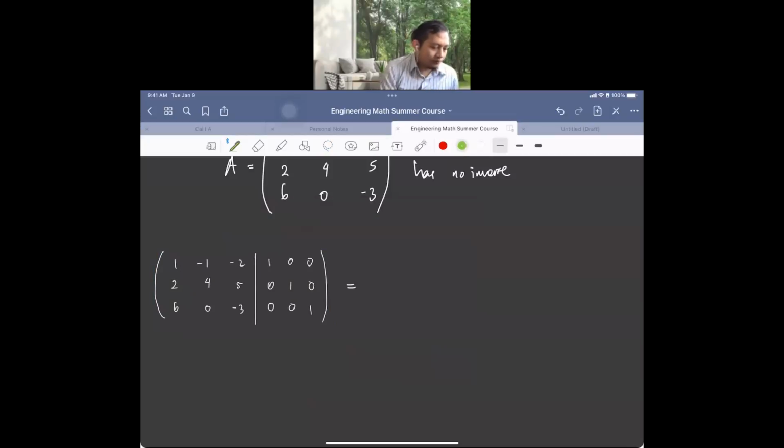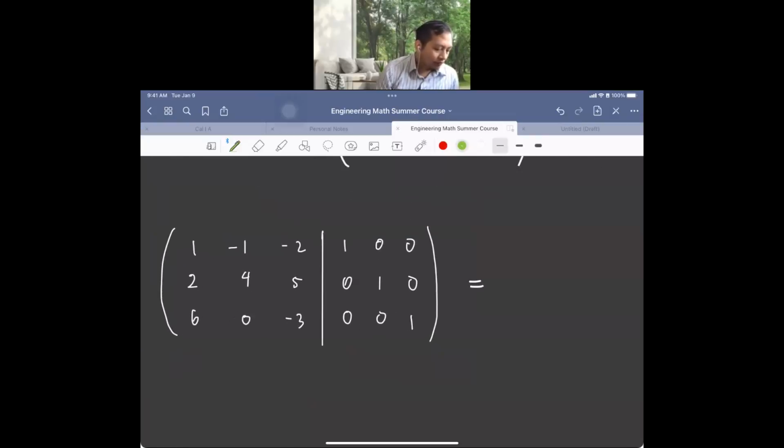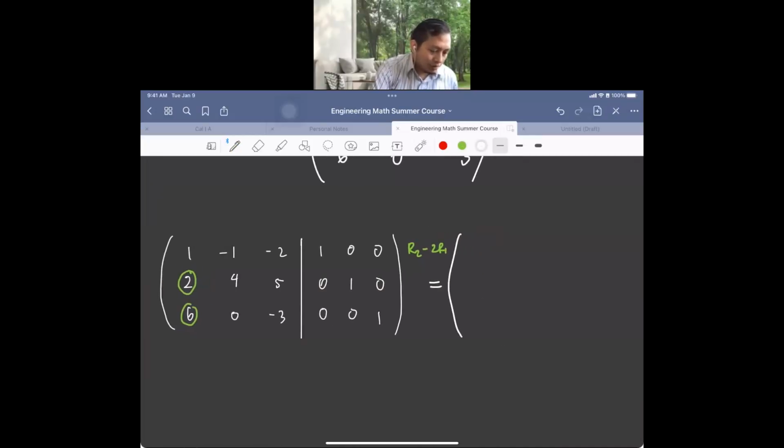Okay. Now the idea, as usual, we are going to make this and this 0. That's the first part. So we can take R2 minus 2R1 to make this second one. So the first part, just write as it is.